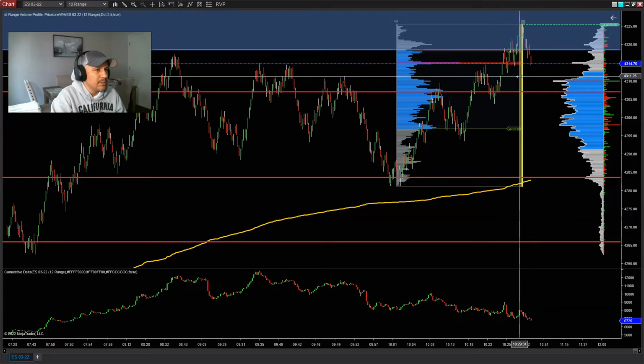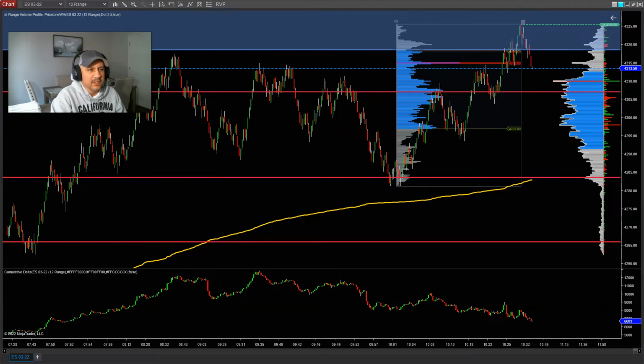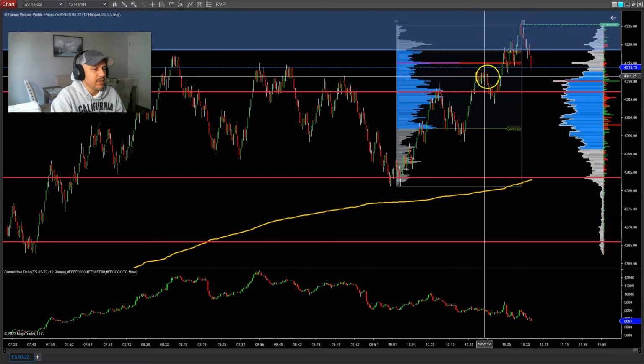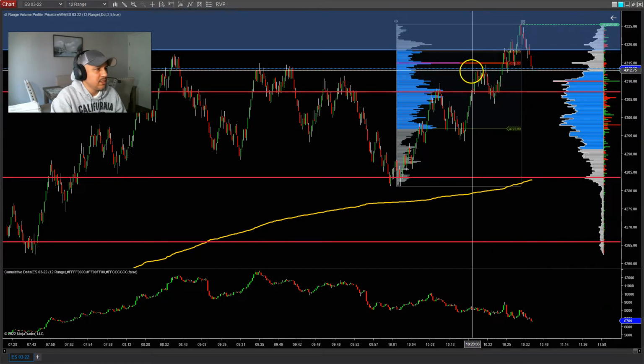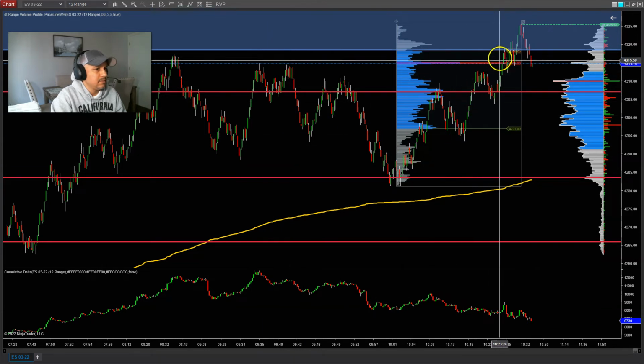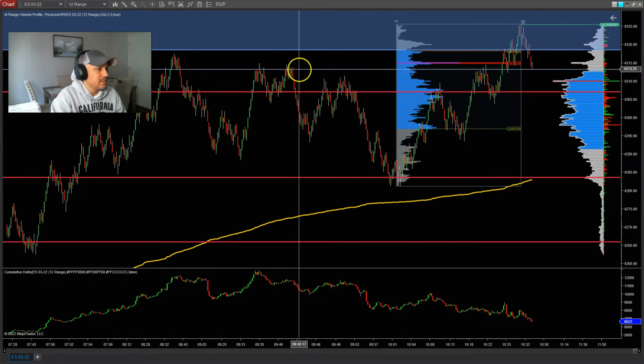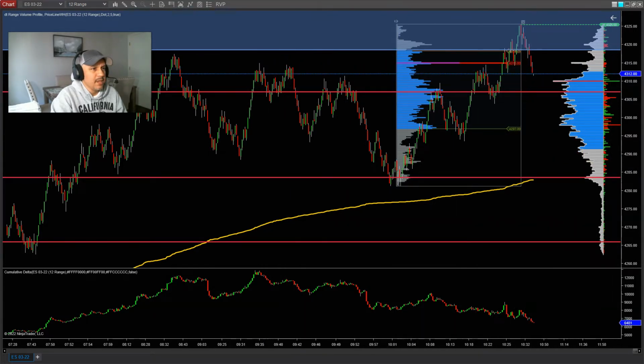Yeah, let's see what happens. Price is pulling back down to that area, so let's see. No, it can bounce here where it's at now. It's actually got this right here, this is actually an area of support, so it could bounce here.